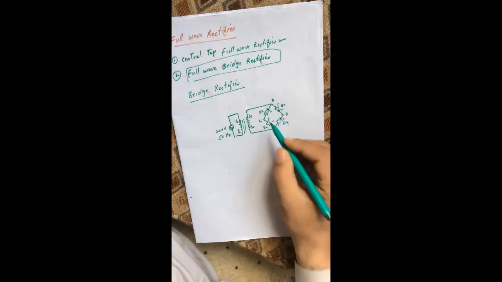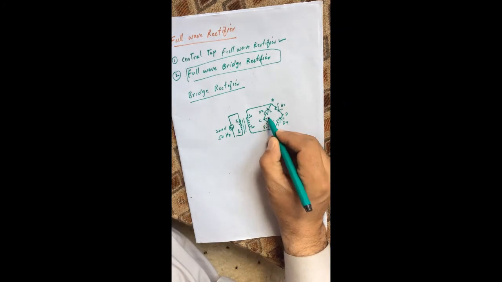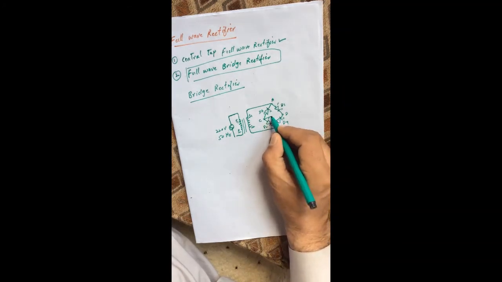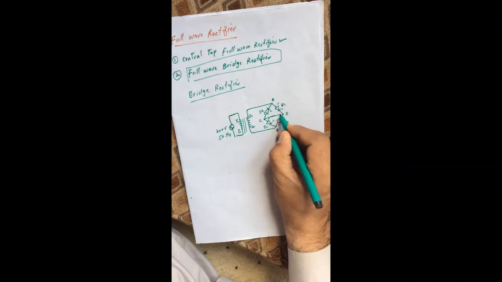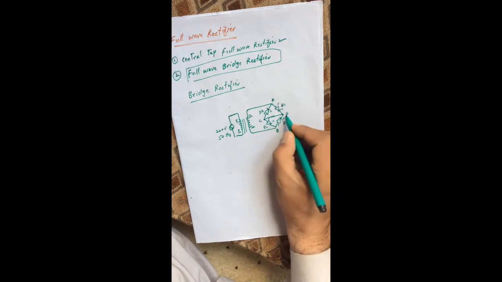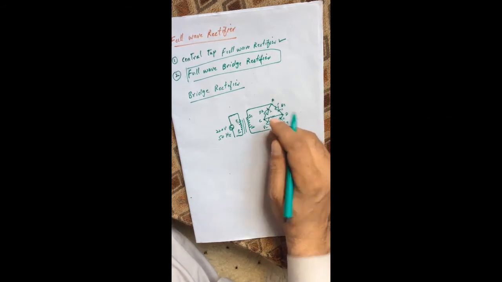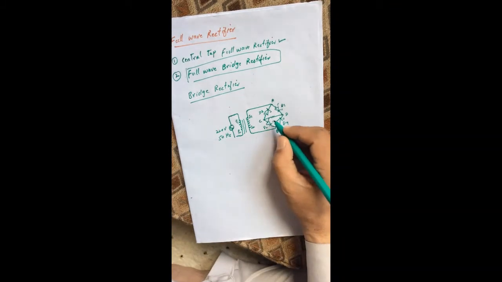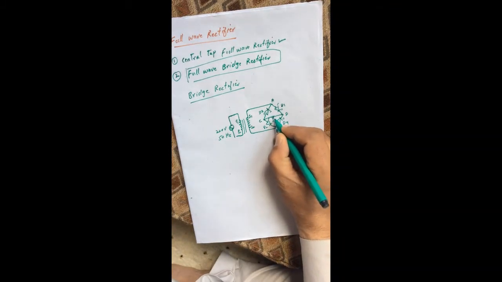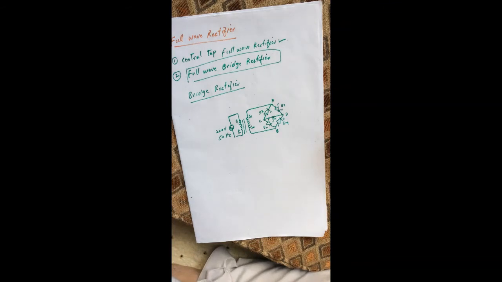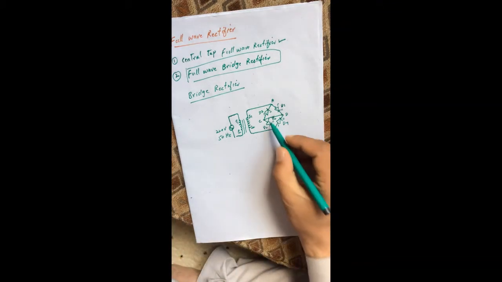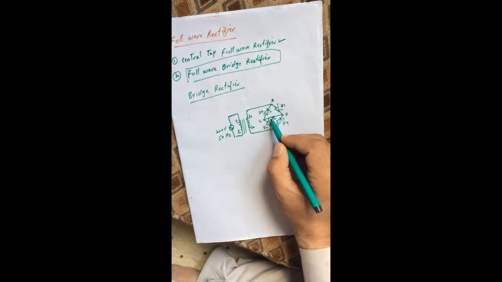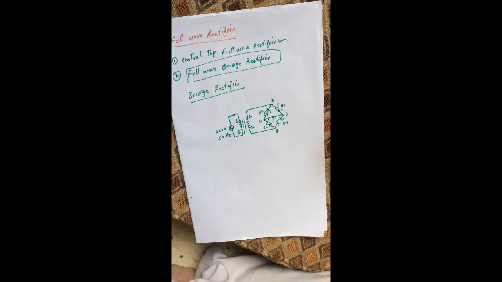Now, a load resistance is connected to the same end. So the load resistance is connected between points C and D because these two points are the same end. This is the load resistance, RL. We have to measure the voltage drop across the load resistance here.